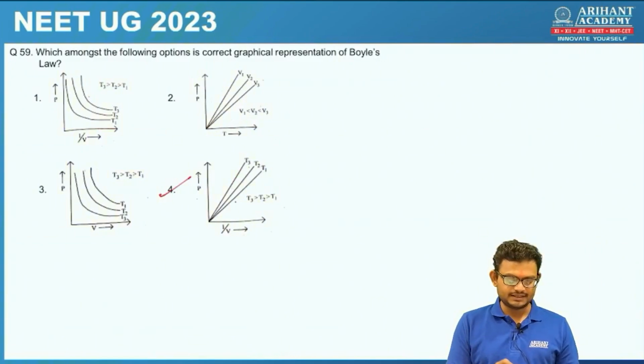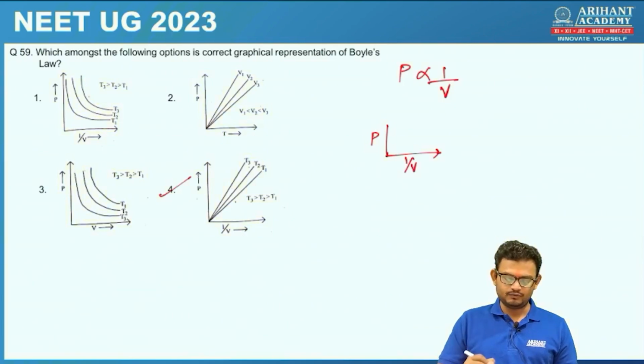Which of the following is the graphical representation for Boyle's law? Now we know Boyle's law is pressure inversely proportional to volume. In other words, I can say the graph of pressure versus 1 by volume would be a straight line passing through the origin, and the only graph that satisfies this is option 4. Let's move to the next one.